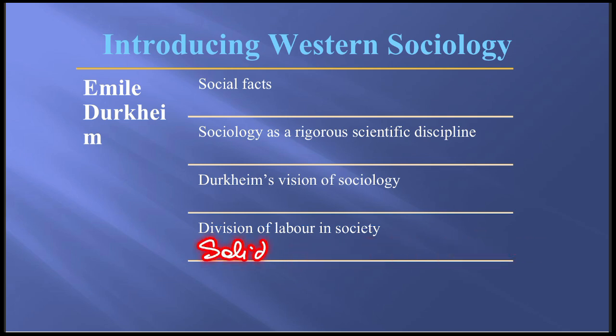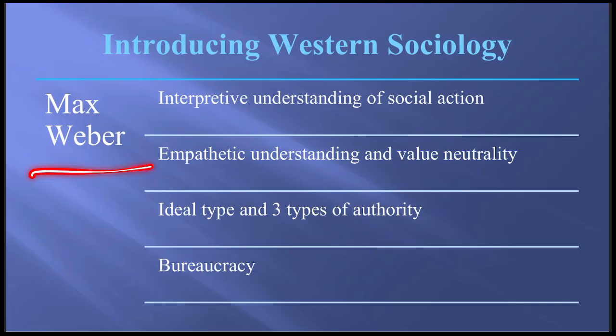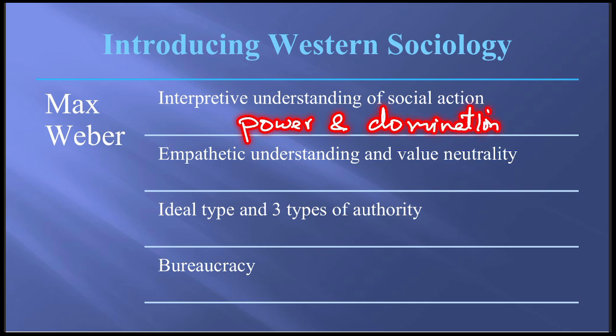So we've completed Durkheim, and let's look at the last sociologist, Max Weber. Max Weber was a German social thinker. He focused on developing an interpretive sociology of social action and of power and domination. His stance was that the objective of the social sciences was to develop an interpretive understanding of social action.